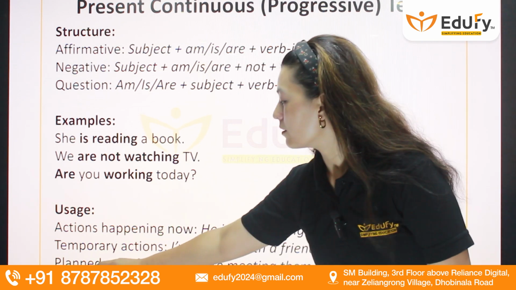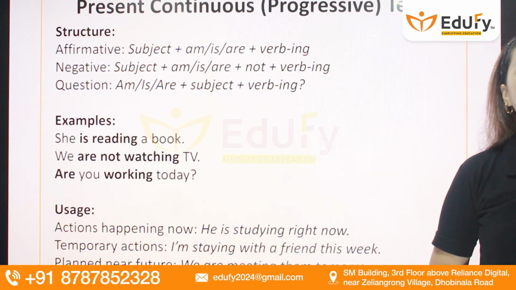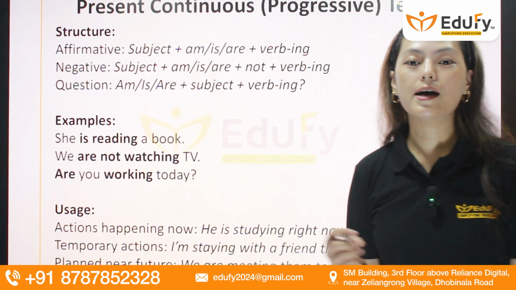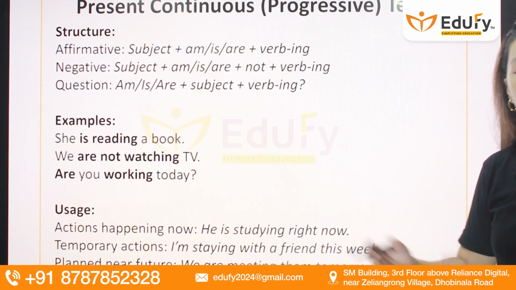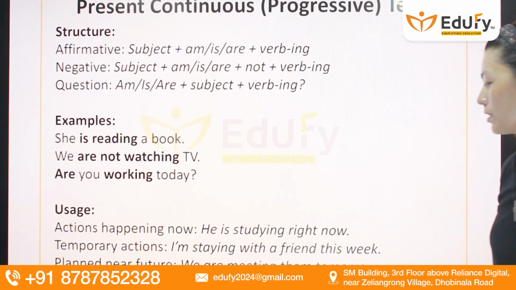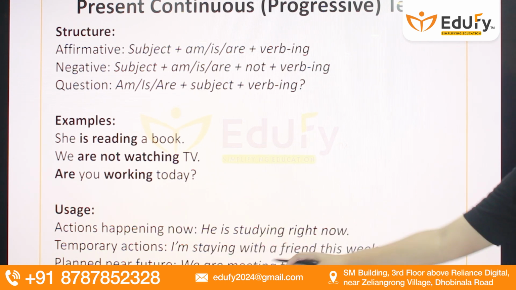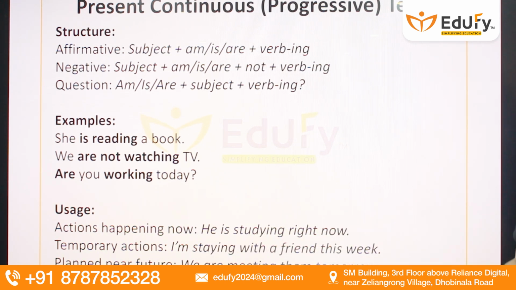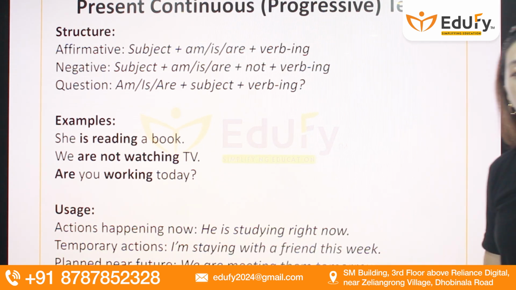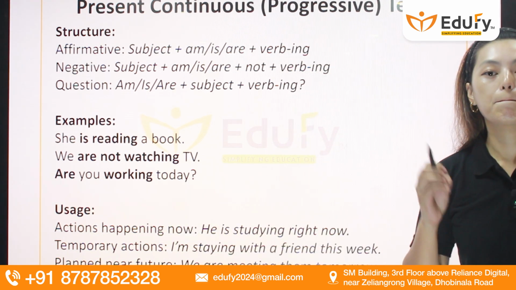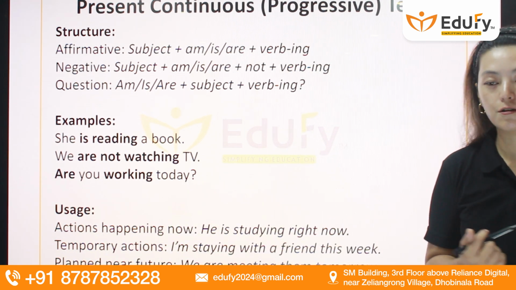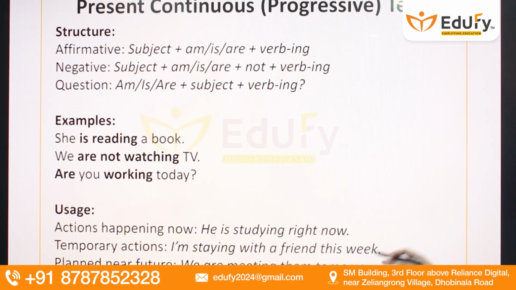The third and final one is planned near future. When I have something planned in the coming near future, not in the farther future, but in the near future. So you can take a look at this example. We are meeting them tomorrow. A future action to be performed in the later period, right? So it is something that is planned for something in the near future. We are meeting them tomorrow.